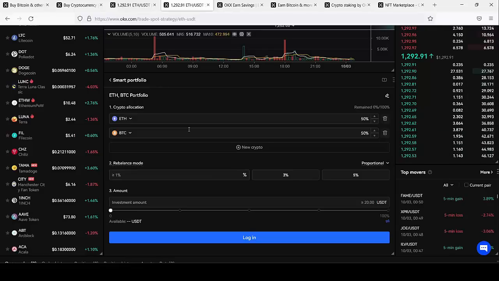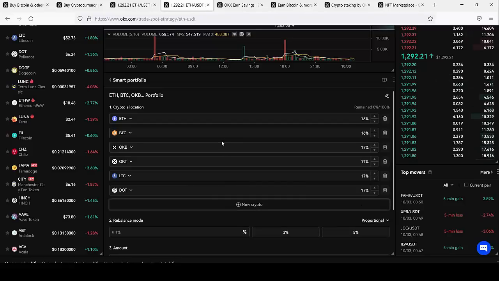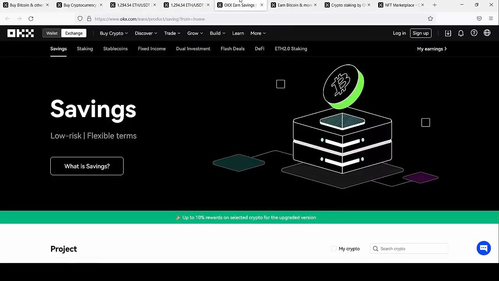So this is a really interesting idea, and this can lead to a really huge portfolio if you, for example, set up different currencies, and if you set up tens of currencies that have really volatile prices, you can end up with a really interesting portfolio. So next is of course the savings.